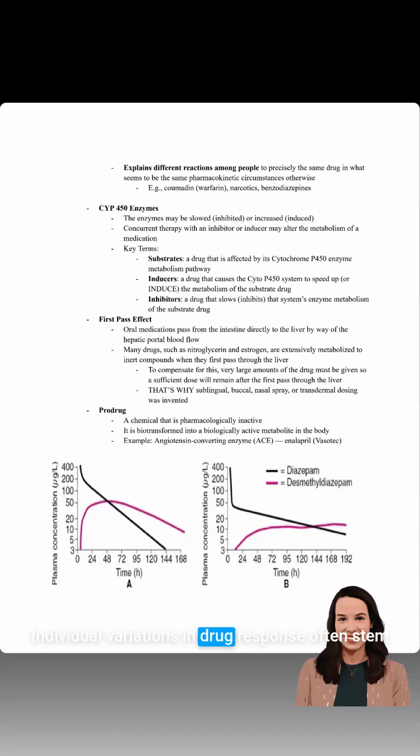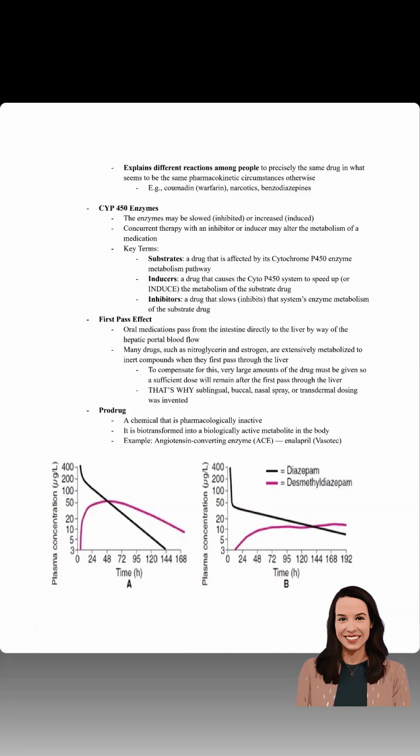Individual variations in drug response often stem from differences in CYP450 enzyme activity. Some people may be poor metabolizers, while others are rapid metabolizers, affecting how quickly drugs are processed in their bodies. The first-pass effect occurs when drugs are metabolized by the liver before reaching systemic circulation, particularly affecting oral medications. Some drugs, called prodrugs, actually require metabolic activation to become therapeutically effective. Looking at concentration graphs for drugs like diazepam and its metabolite desmethyldiazepam helps us understand how metabolism affects drug levels over time.